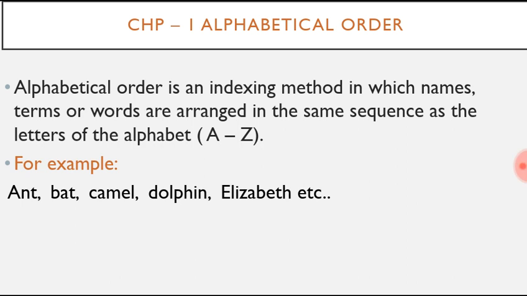So these type of words, here are the examples: ant, bat, camel, dolphin, Elizabeth, etc. So here you can see that first letter is A in alphabetical order. So here first word is ant. Then after that B. So here the second word starts from the letter B. We have to see the first letter of each word. Then after it's C, that is camel, and so on. So like this way we have to arrange the words in alphabetical order.